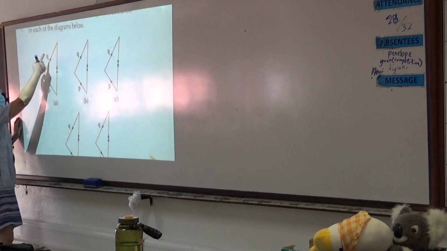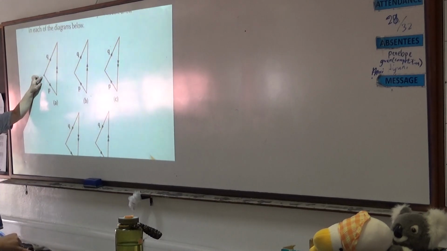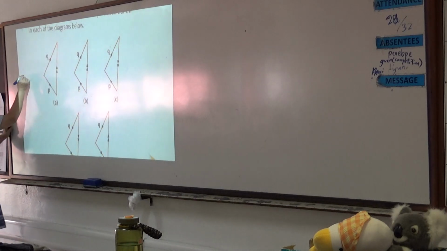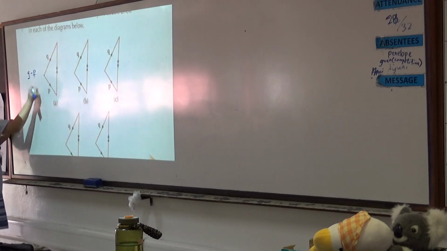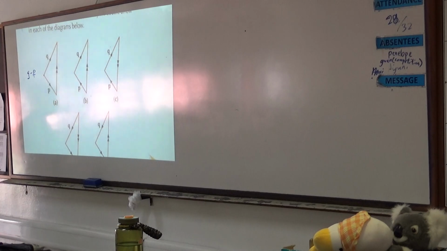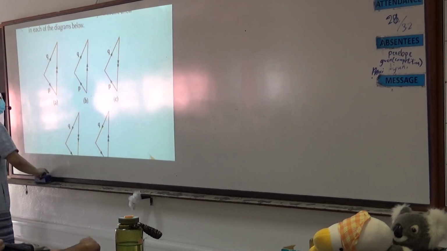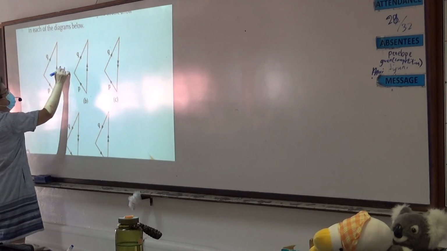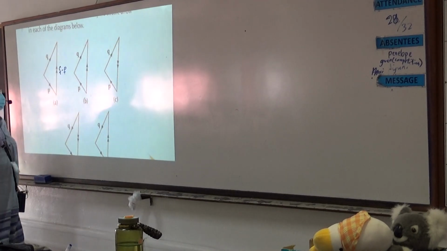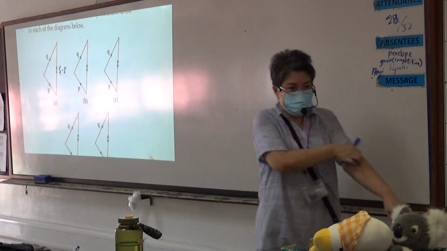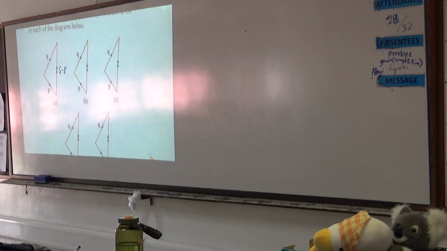Now I want you to look. Can you see P and Q start from the same point? And this resultant points to what? Q. So how do I write this? Q minus P. The resultant is Q minus P. Okay, can you all write down? This resultant is Q minus P.